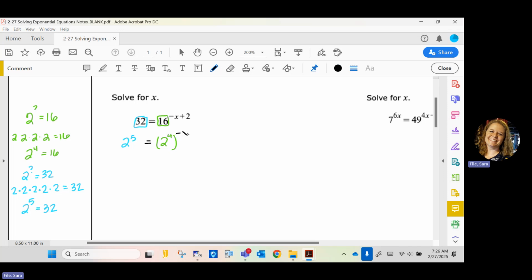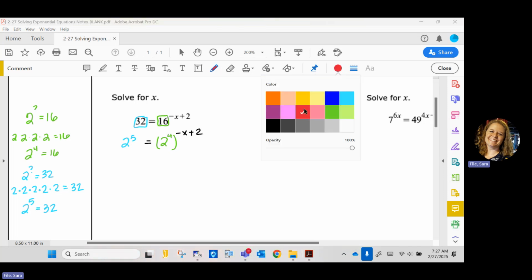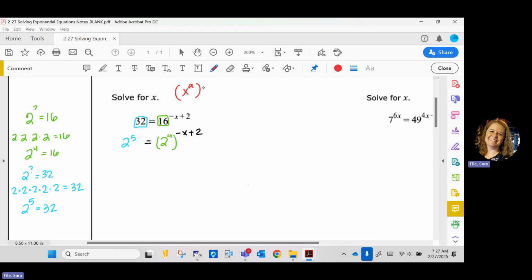But over here, I've got negative x plus 2 as the exponent. We talked yesterday, we reviewed our exponent rules, and we said, okay, when you have a power to a power, we have to multiply those powers. Okay, I'll jot that rule up here again. If you have a power to another power, an exponent on an exponent, you multiply those exponents by each other.